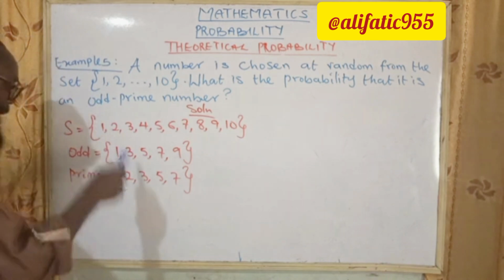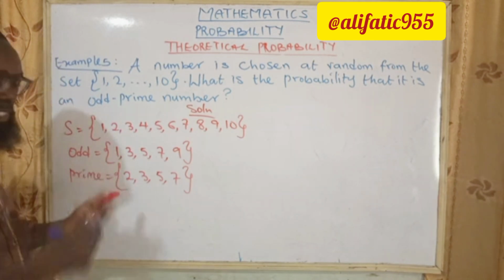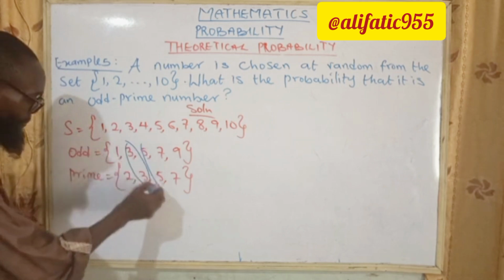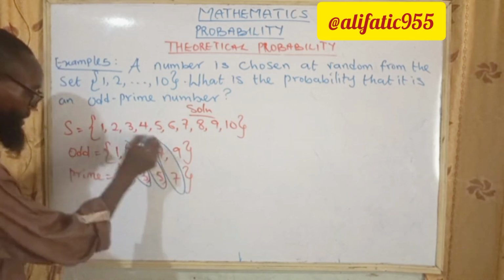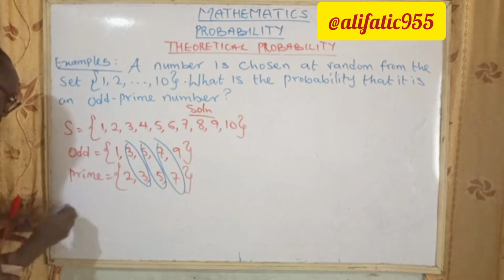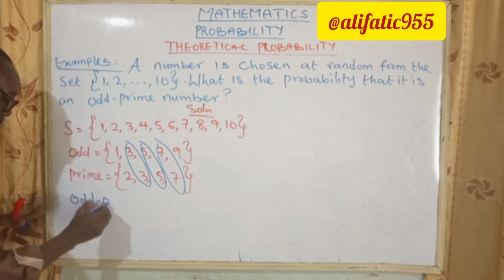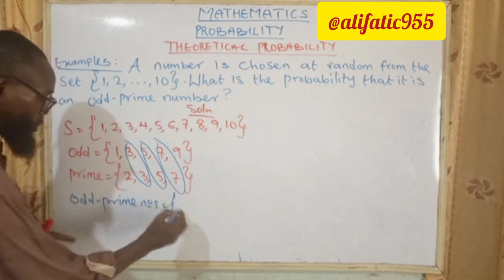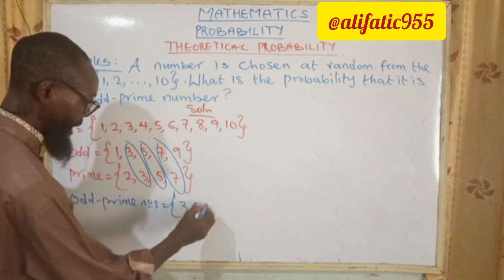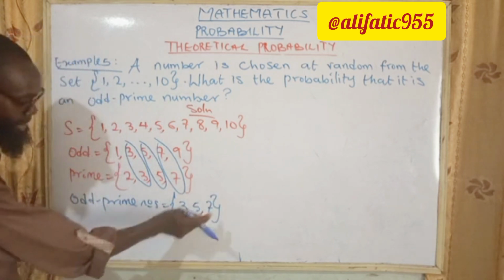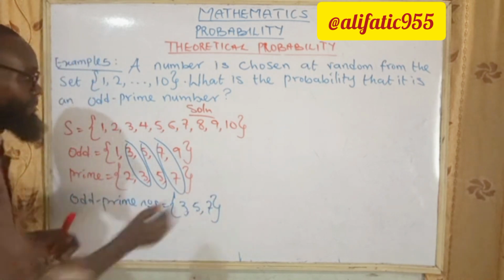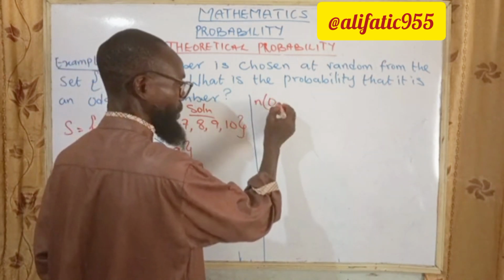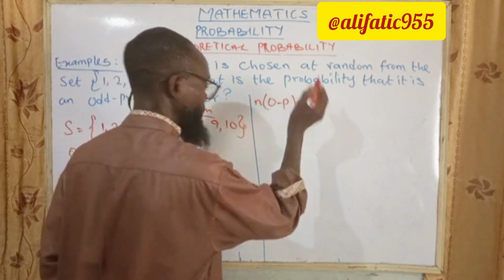Now, where did they meet? Where do they have something in common? We have 3, we have 5, and we have 7. So meaning that the odd prime numbers equal 3, 5, and 7. So how many? 1, 2, 3. There are 3. The number of odd primes equals 3.